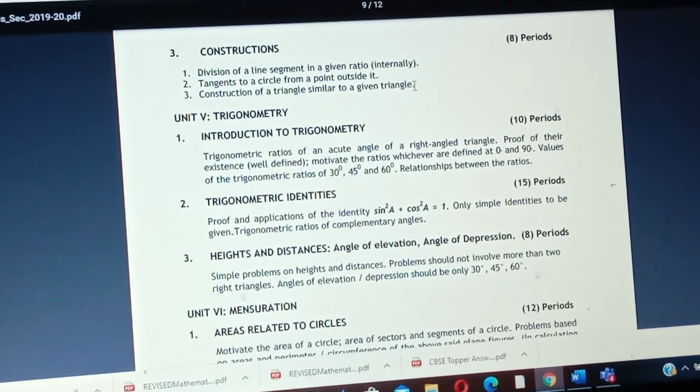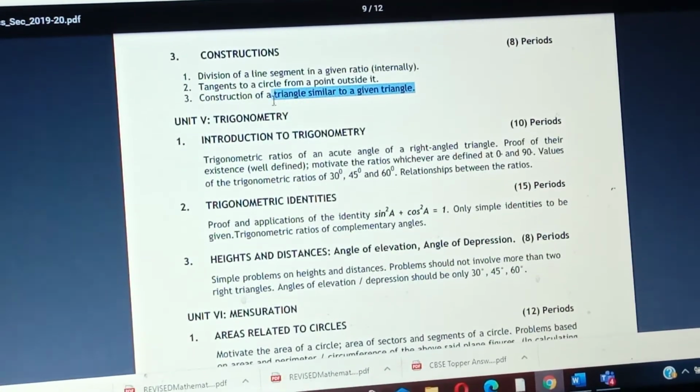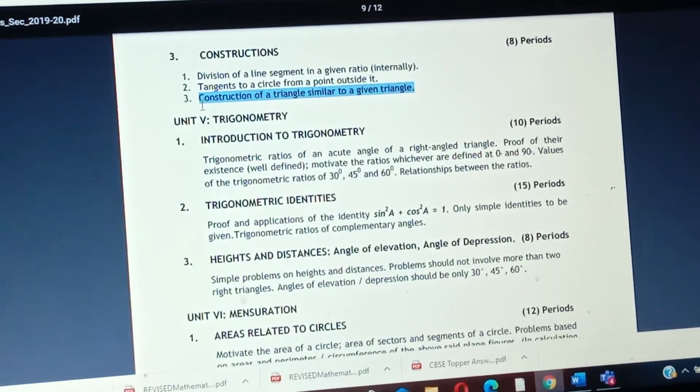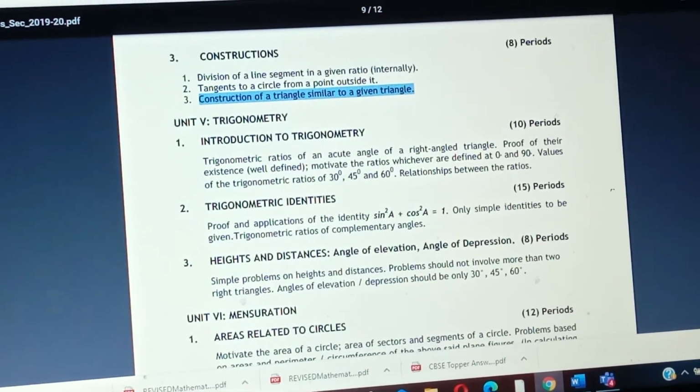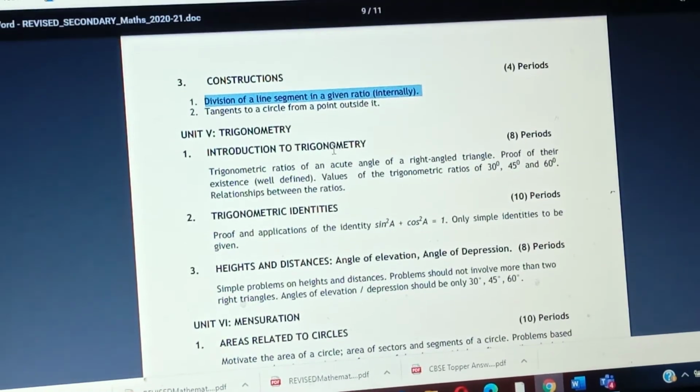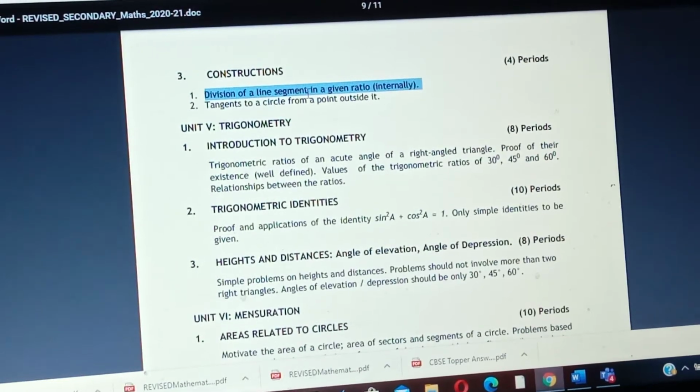The thing which was a little difficult was construction of a triangle similar to the given triangle. So CBSE has removed it. Good. So construction also became very easy.